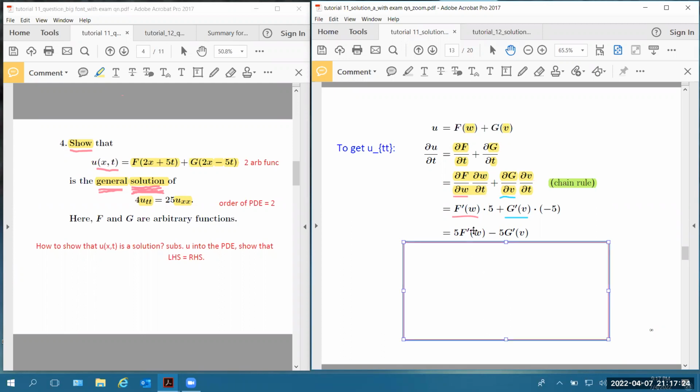It's okay, right? Yeah. So this one okay. Then now I'm going to differentiate with respect to T once more. Yeah, because this is my aim, right? I want to get UTT. That's del square U del T square.